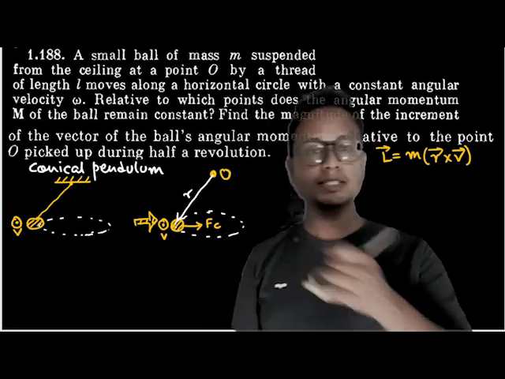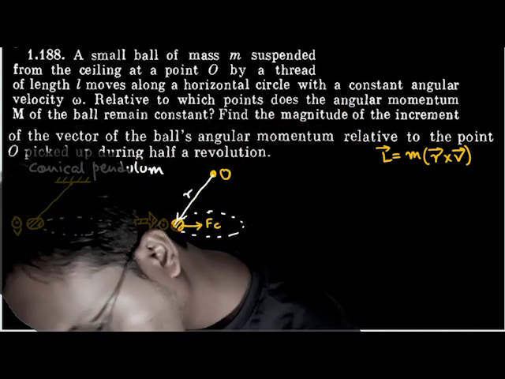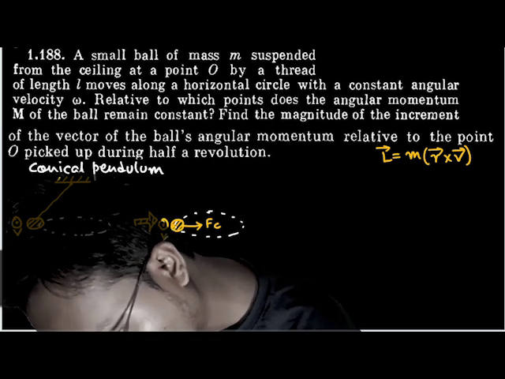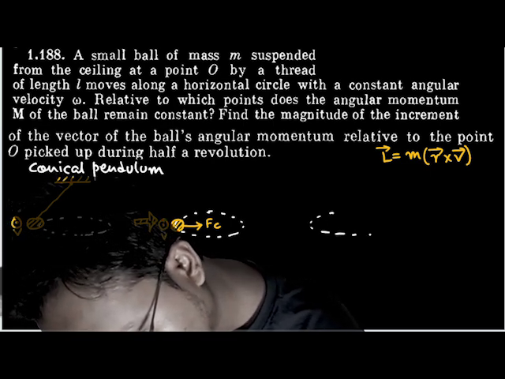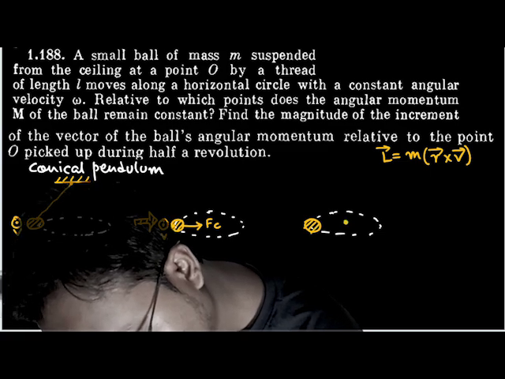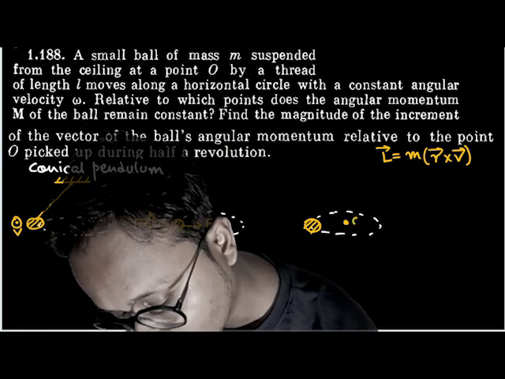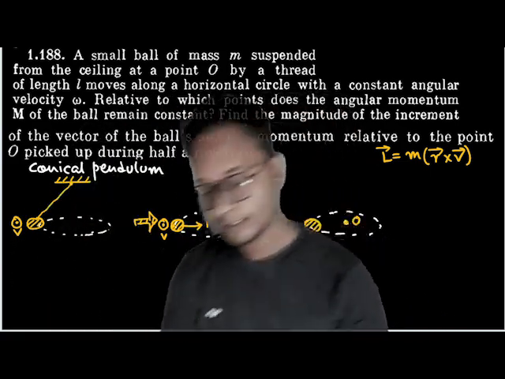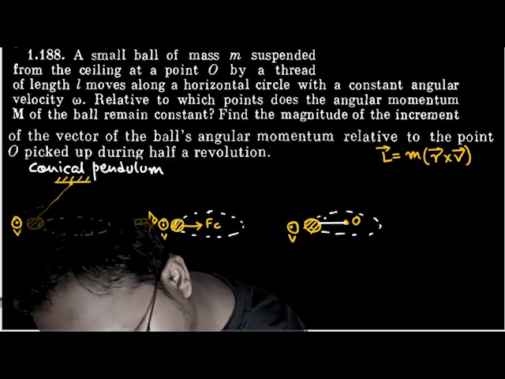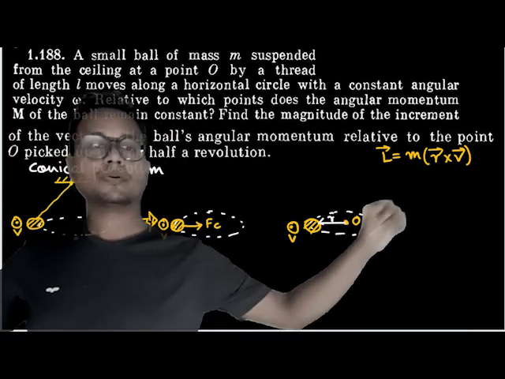Okay, so let's say I select my origin out here. I select my point out here. This is the orbit, this is the ball, and this is my origin in space. Now if you check, the velocity out here is equal to v. The radius vector out here is equal to r. Okay, so r cross v.